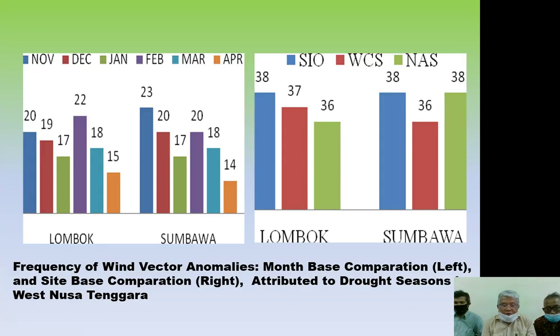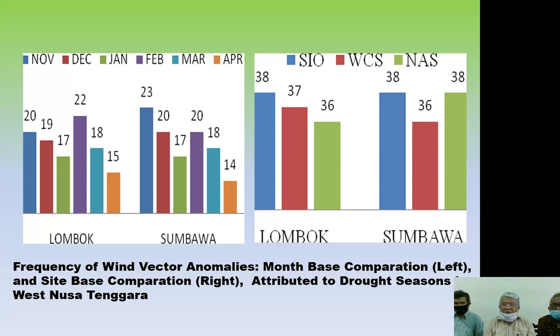The frequency of wind factor anomalies, if we see from the month of occurring, it occurs in November, Sumbawa Island is more severe than Lombok Island. However, when it happened in February, for example, Lombok is more affected rather than Sumbawa.